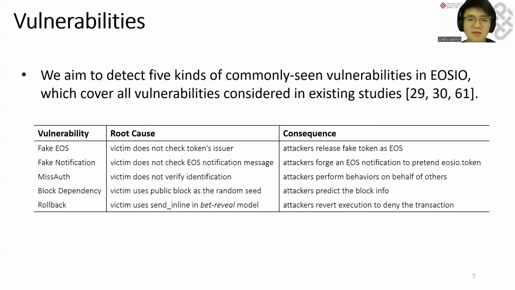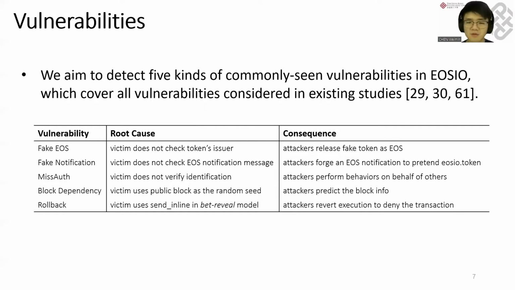In EOSIO, smart contract developers may miss some verification and cause serious consequences, like losing cryptocurrency. Following previous studies, we aim to detect 5 kinds of commonly seen vulnerabilities in EOSIO. In fake EOS, the victim may accidentally accept a fake token if he doesn't check the token issuer, because any EOSIO smart contract can issue a token using any name.